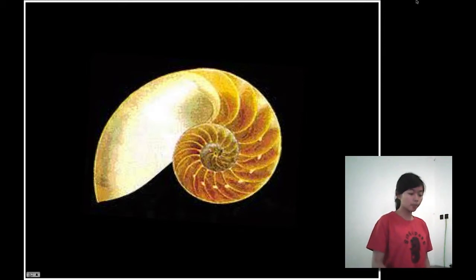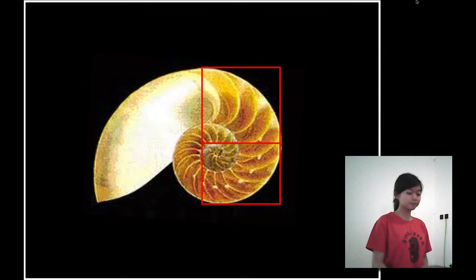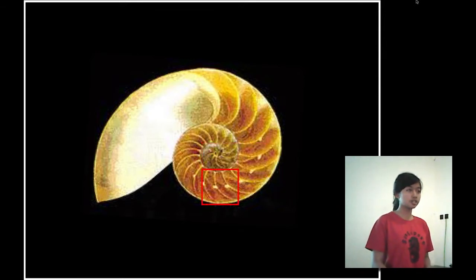And the golden proportions of the Nautilus shell are this area compared with this area, this area compared with this area, and so on. The scientists made a formula of the golden ratio in the shell of Nautilus, like on the slide.